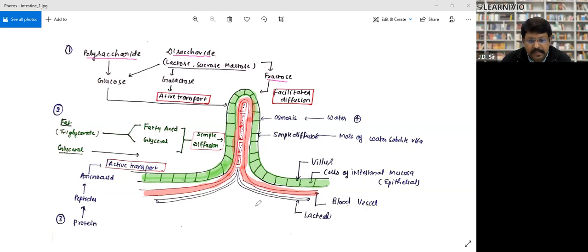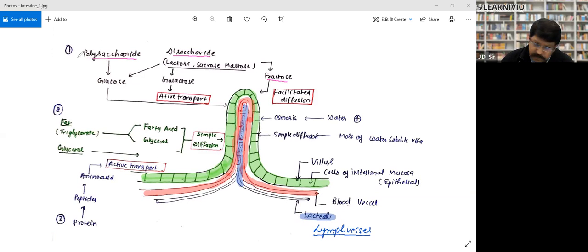Inside the villus, there is the lacteal. What is lacteal actually? I will show you in blue color. This part is the lacteal. Lacteal is actually a lymph vessel. Fat is not absorbed by the blood capillaries because it is made up of large droplets. So fat is absorbed by the lymph vessel, and the rest, amino acids, sugar and other things, are absorbed by blood vessels.